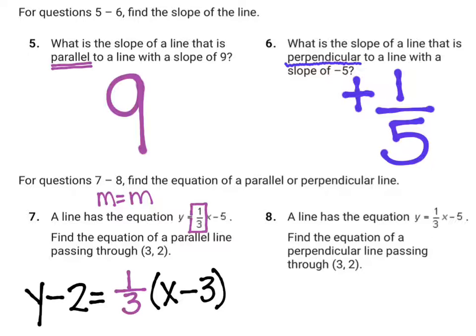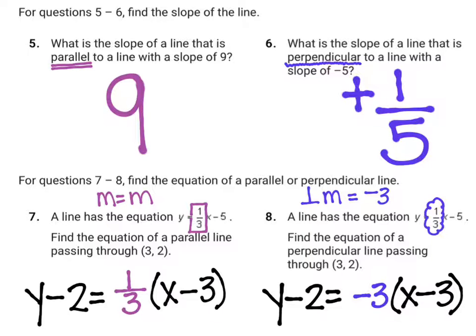In number 8, it says perpendicular. So if we want perpendicular, the slope of that line is 1/3, and therefore the perpendicular slope is going to be -3, the opposite reciprocal. And we have the point 3, 2, so we write the point-slope form of a line. We could simplify these into slope-intercept as well, but I just want you to get the main idea of parallel gives us the same slope, and perpendicular gives us the opposite reciprocal slope.